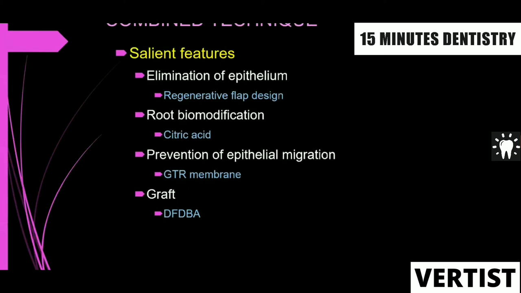So again the question is asked: what is the bone graft, classify and give combined technique. So it comes as a long answer question. So what are the salient features of that? Basically it is a regenerative type of flap design you have to do for the elimination of epithelium. At the same time you are achieving the root biomodification by citric acid. You also want to prevent the epithelial migration and allow the certain cells from the periodontal ligament to regenerate.